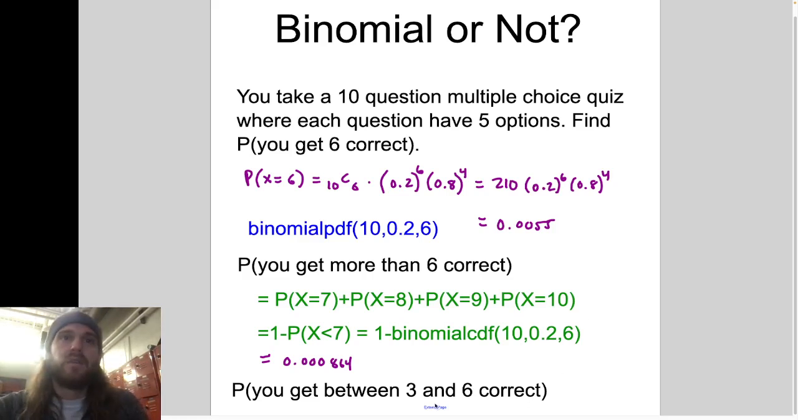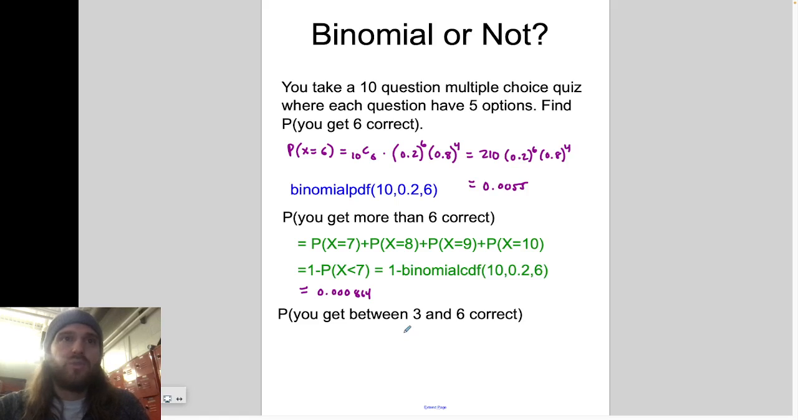Amazing. Okay, so how would you get between 3 and 6 correct? Let's say 3 and 6 are included. How would you do that calculation? You guys give it a shot, and then I'll put the answer on the board in just a sec. Pause the video.